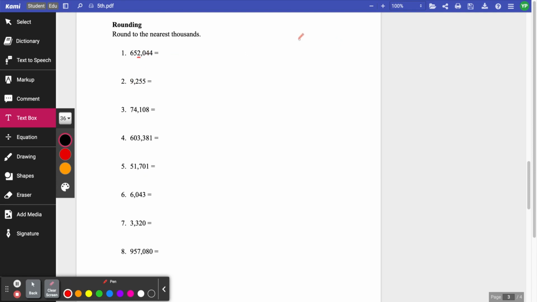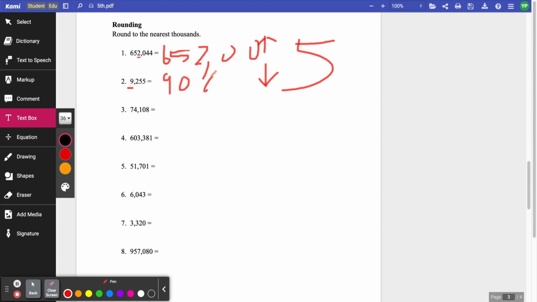And remember, for rounding, if it's 5 or greater, round up, and if it's less than 5, you just round down or just keep it the same basically. So right here we have 0. 0 is less than 5, so it's just going to be 652,000. Right here, 2 is less than 5, so it's going to be 9,000. And let's try number 5, round to the thousands place. Right, 7 is greater than 5, so it's going to be 52,000.